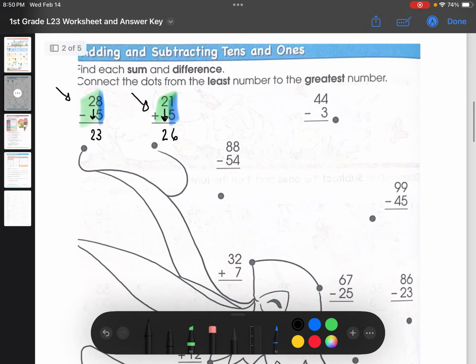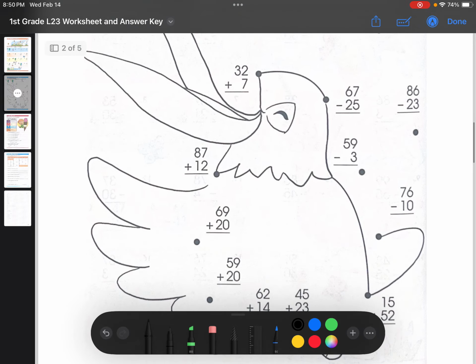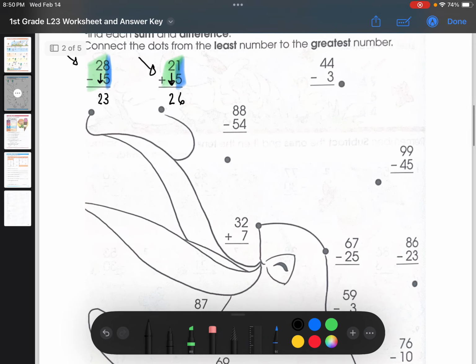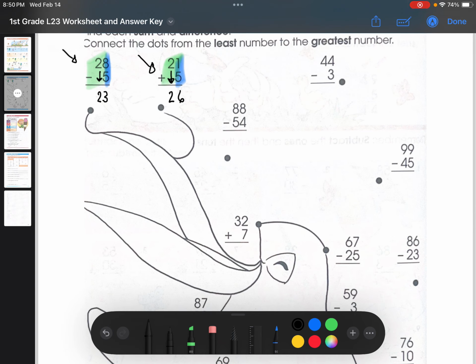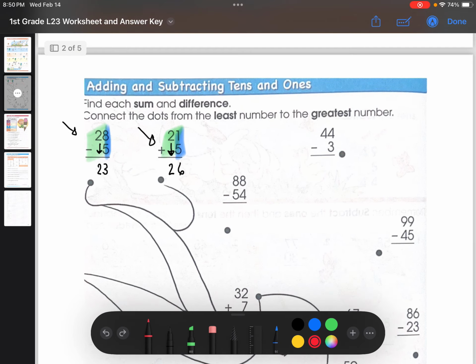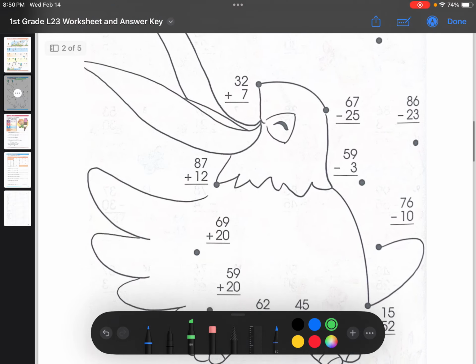So once you do the math for all of these, you can see, start from the smallest number. So let's say if this is the smallest number, then we would start from here. And then connect the dots. And you just keep doing this. Obviously you go again in the order from the least to the greatest. So just keep that in mind.